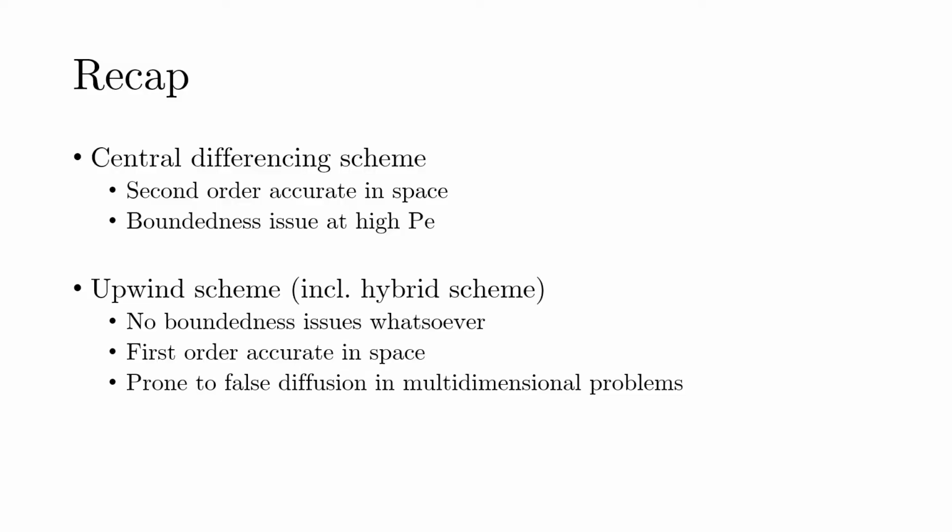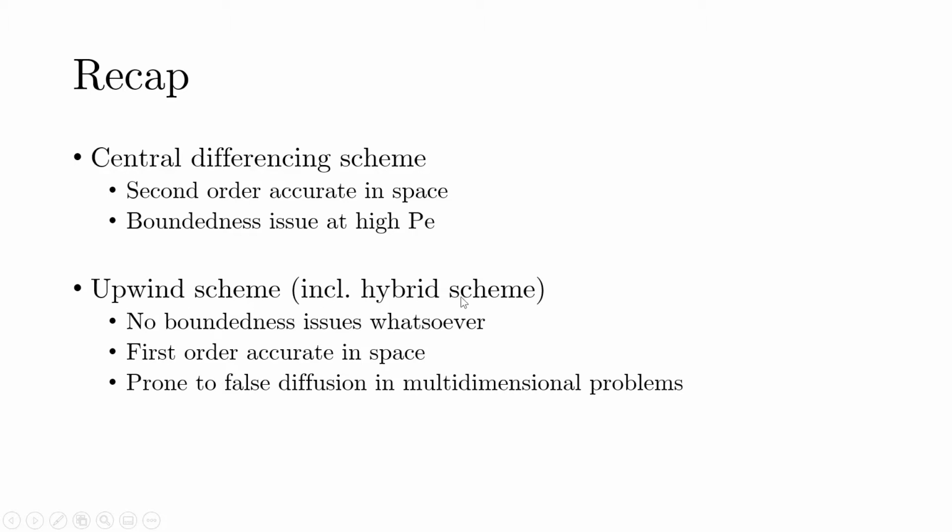So before jumping into the QUICK scheme, we would like to have a small recap of what we have covered so far. So we had looked at the central differencing scheme where we saw that it was second order accurate in space, which was a good factor, but there were some boundedness issues at high values of Peclet number. And in order to resolve that, we introduced the upwind scheme through which we saw that there were no boundedness issues whatsoever. However, the downside was that there was a first order accuracy in space, and the same thing was valid for the hybrid scheme, which was a combination of central differencing and the upwind scheme.